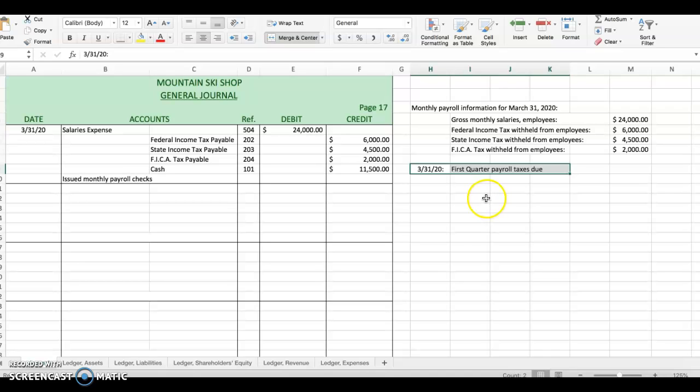Okay, so we'll take a look at how this works. Let's do one of them here.